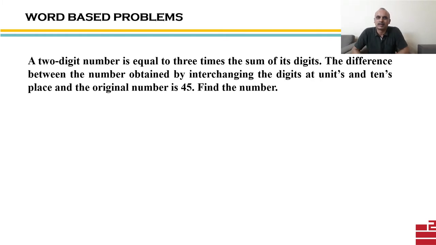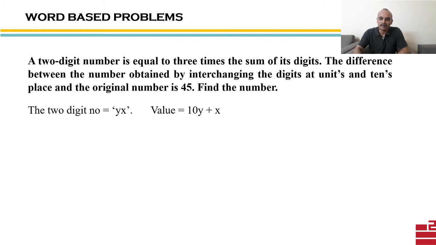This is a question based on 2-digit numbers. If you read this question carefully, it says that the difference between the number obtained by interchanging the digits at units and tens place and the original number is 45. Before we get to this, first of all, let's assume that the 2-digit number is yx. When we say yx, it means the units place is x and tens place is y. That means the number's value will be 10y plus x.